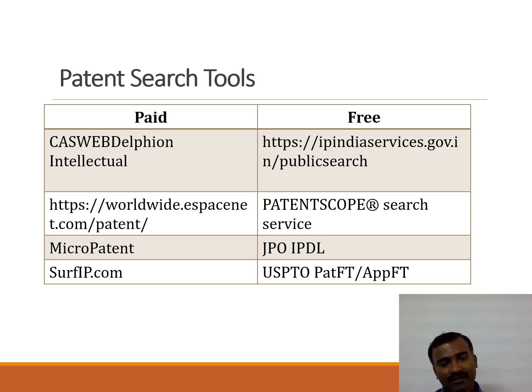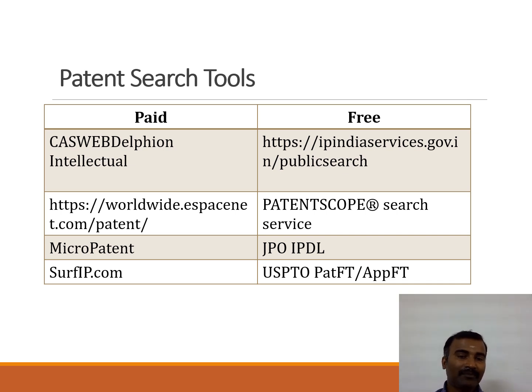What are the patent search tools available in the market? There are two modes available. One is paid mode and the other is free mode. I suggest you refer to ipindiaservices.gov.in public search. It is a free searching tool available on Google. You can search through various options: Patentscope, JPO, IPDL, USPTO. These are all for finding international patents.